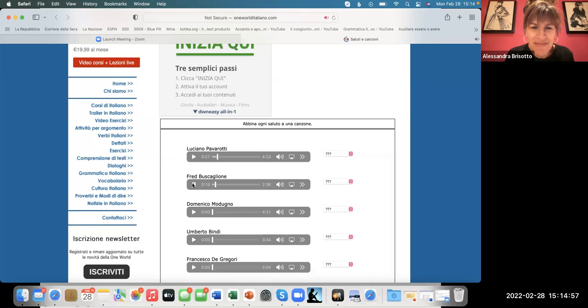Buonasera, signorina, buonasera. Com'è bello stare a Napoli e sognare.